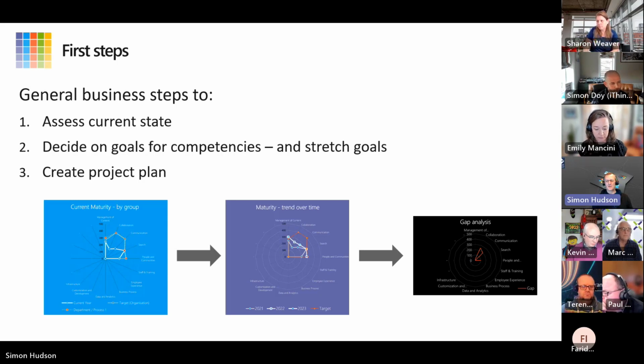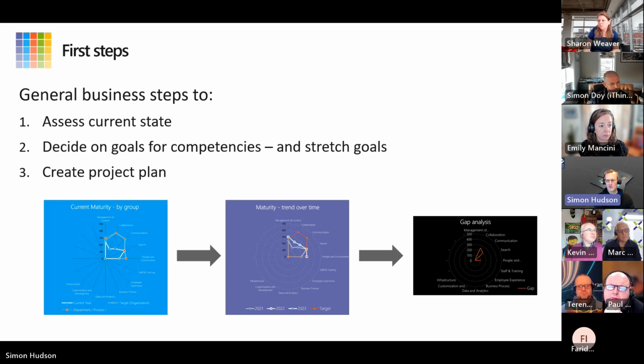And that might be because you've already got some tooling, or it might be some workshopping, or it might just be because you're the boss and you've decided that that's where you are. I don't care what your mechanism is, but I recommend it's a robust one. And then, having figured out your current state and probably given some thought to your organizational strategy, more on that in a minute, decide what the goals are for your individual competencies.